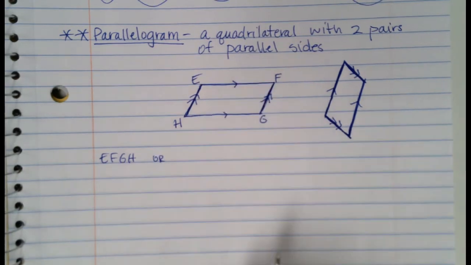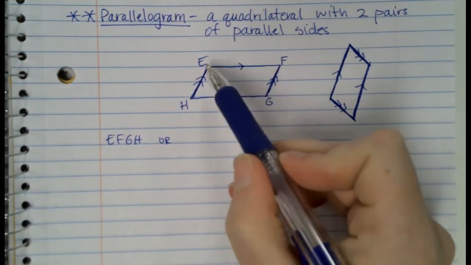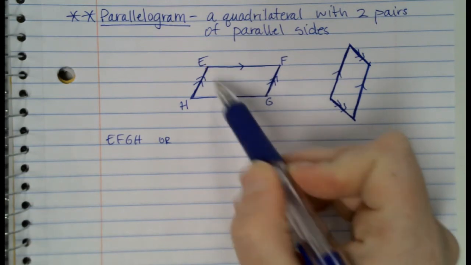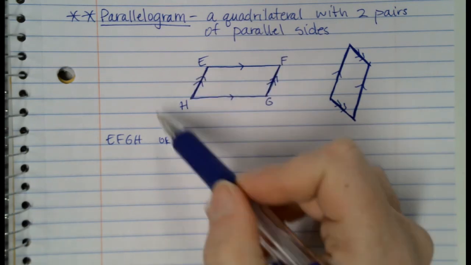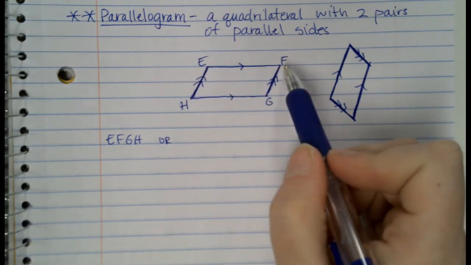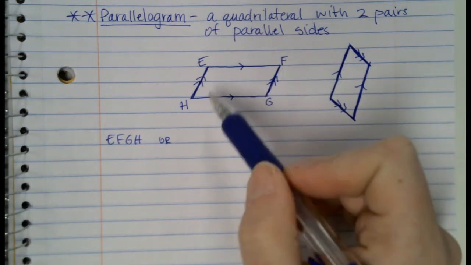Or I could start at a different letter. But what you cannot do is start at E and then jump down here to G and then go up to F and then jump. You have to go in order, okay? So say you wanted to start with F. I could say that it is parallelogram FGHE.